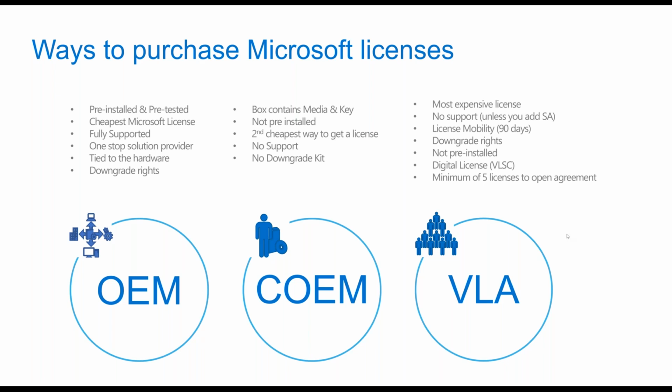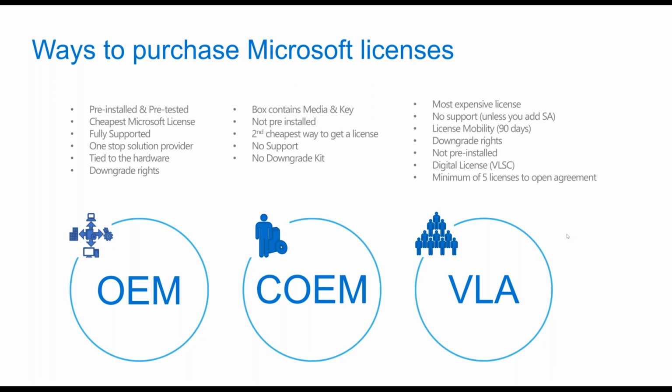Finally, we have the third license, which is the OEM license, or the ROK license, as we also call it. The ROK license, OEM license, is pre-installed, it's pre-tested, and it's optimized for the current hardware solution. It is the cheapest by far Microsoft license and cheapest way to purchase a Microsoft license. It is fully supported by the hardware vendor, and it is a one-stop solution.